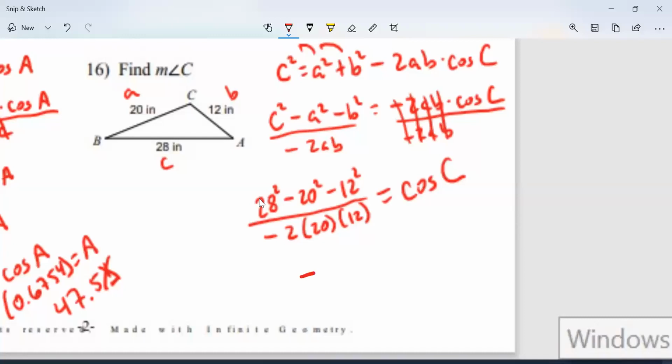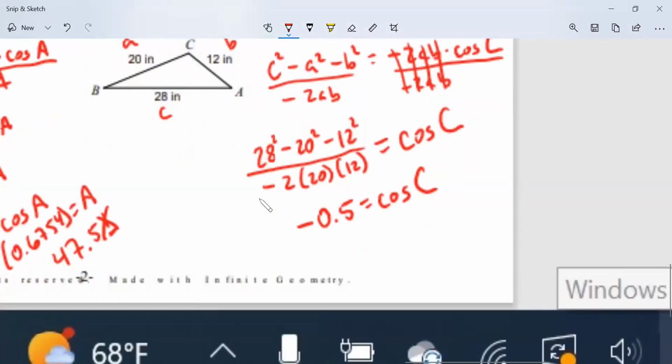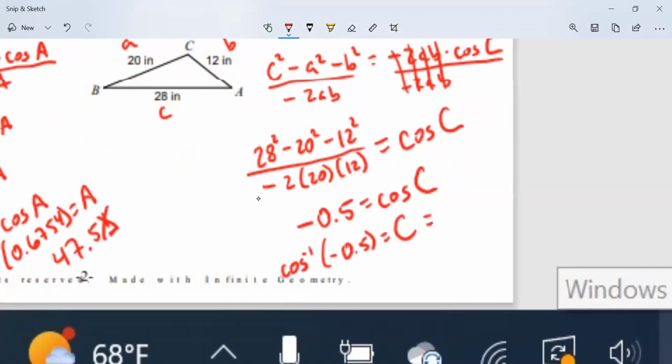So I have that negative 0.5. It's equal to cosine of angle C. Angles are positive, but cosine of angles can be negative. So it's fine. We have a negative. So for me to solve for angle C, I'm going to use cosine inverse. So cosine inverse of a negative 0.5 is going to equal angle C. Okay, let me find out what that is. Don't forget the negative sign when you type it in.